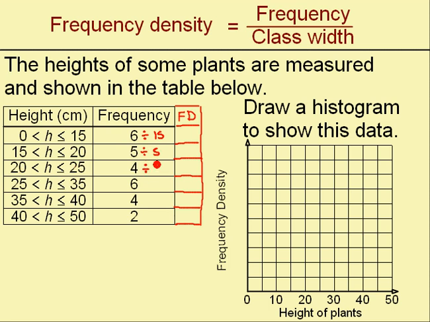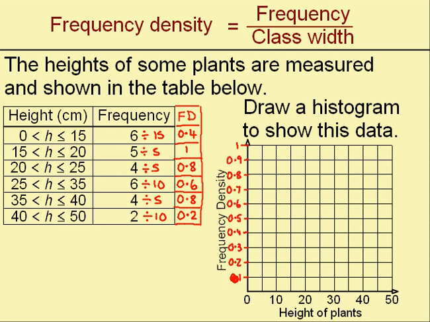Here it's 5. Here it's 10. On this one it's 5. And on this one it's 10. I work these out with a calculator, and I get these answers. I now need to label the scale on the frequency density axis. I can see that my highest number here is 1, so I need to go up to 1, and I've got 10 squares. So this is going to be 1, and I'm going to go up in 0.1s.